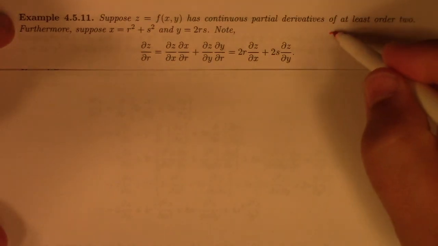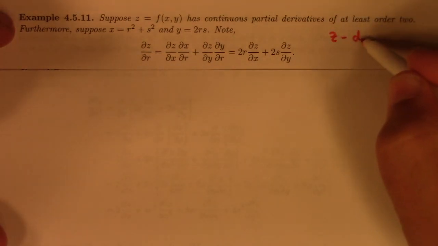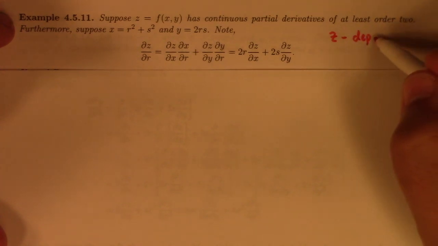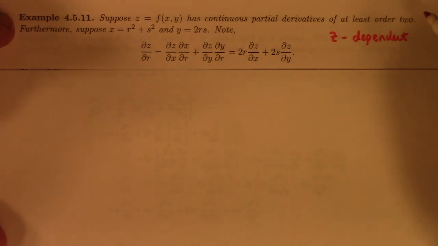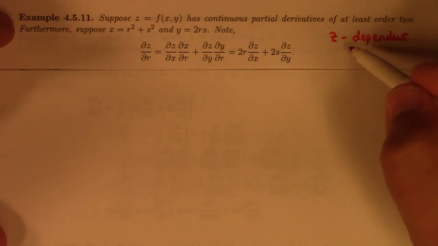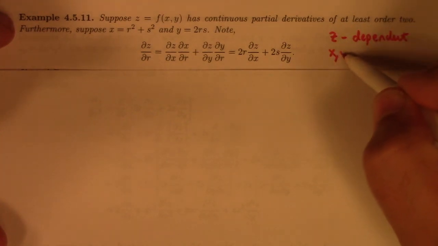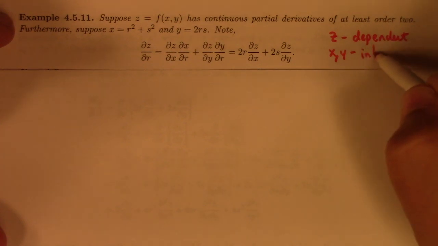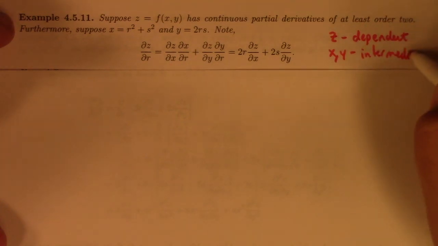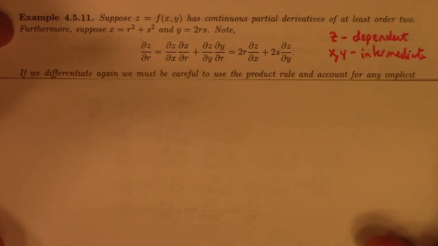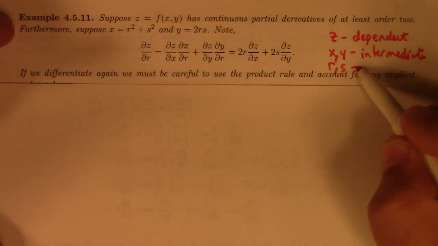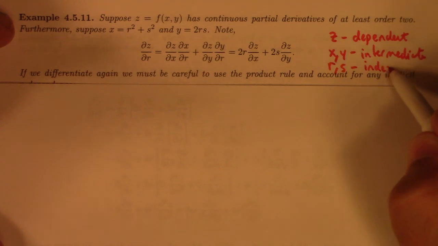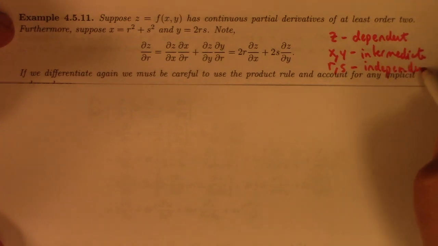So in this example, z is dependent, and I haven't actually made that dependence explicit. I just told you it's some function of x and y. And then here x and y intermediate. And this time, instead of u and v, I'm using r and s for independent.